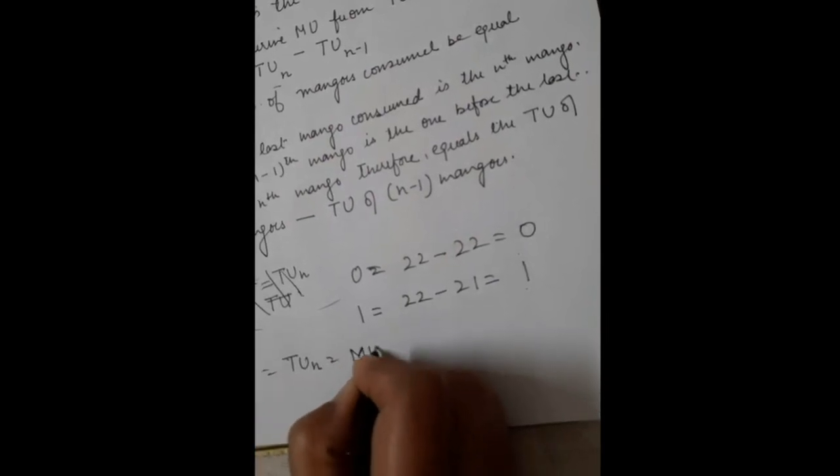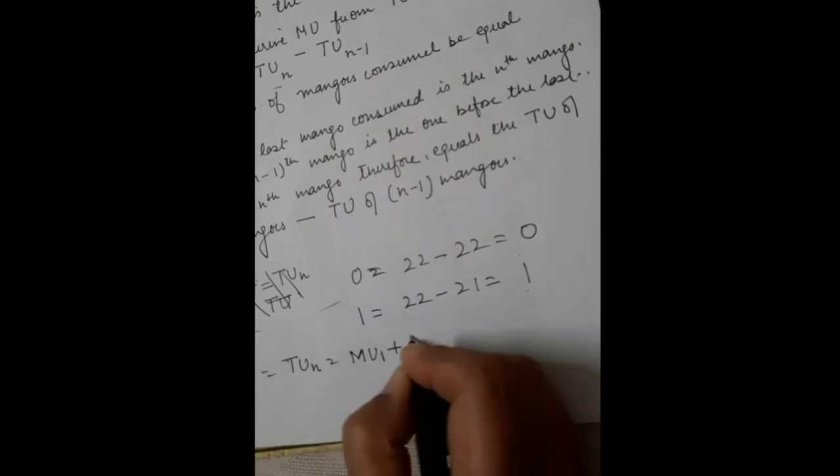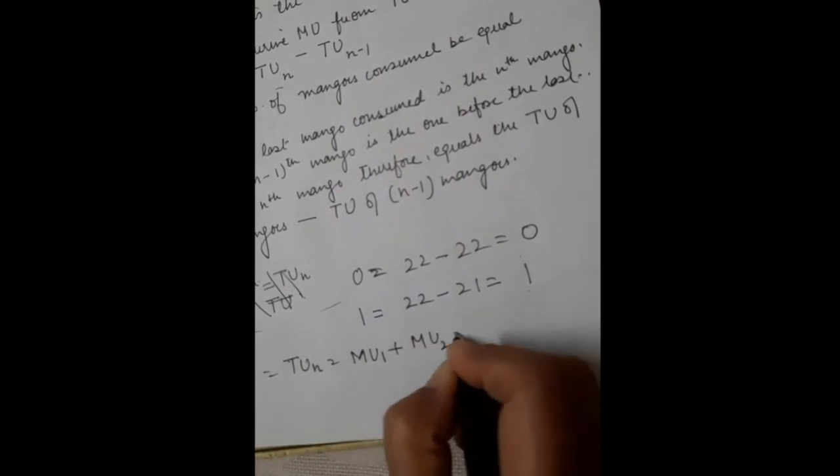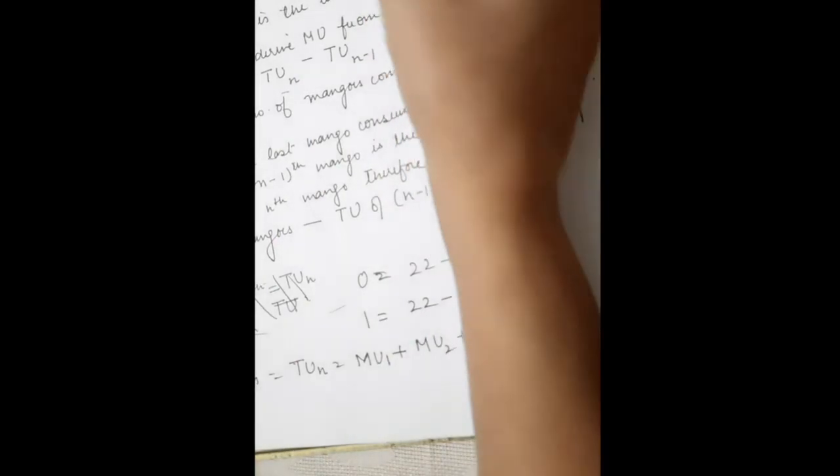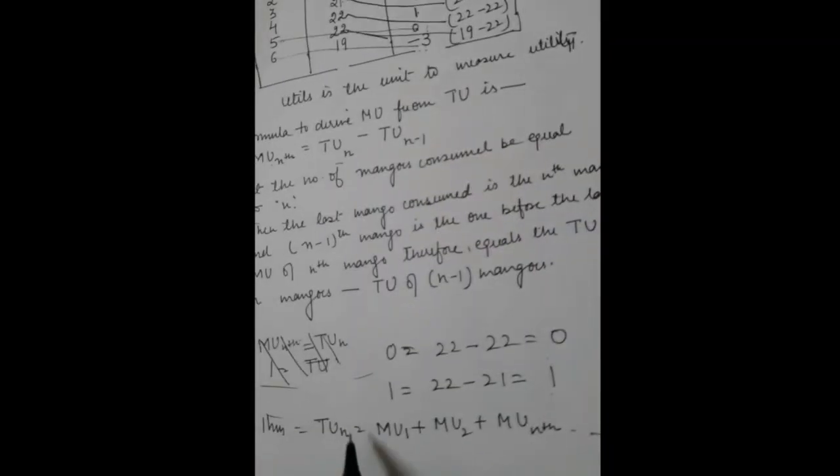Then how to derive the total utility? The total utility, on the other hand, can be computed as the sum of marginal utilities of various units of the commodity. So the total utility of n is equal to MU of 1 plus MU of 2 plus up to MU of nth units. Is that clear? That is, you sum all the marginal utilities in order to find out the total utility of all n units. This is how you derive the total utility.